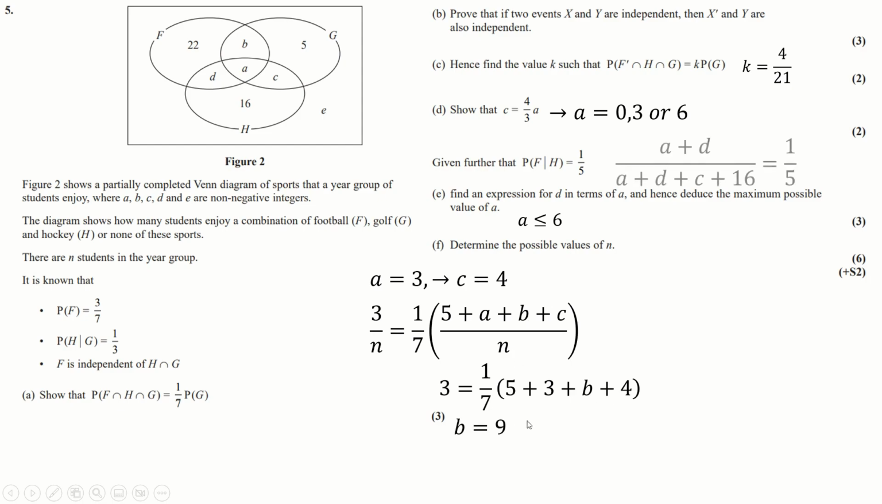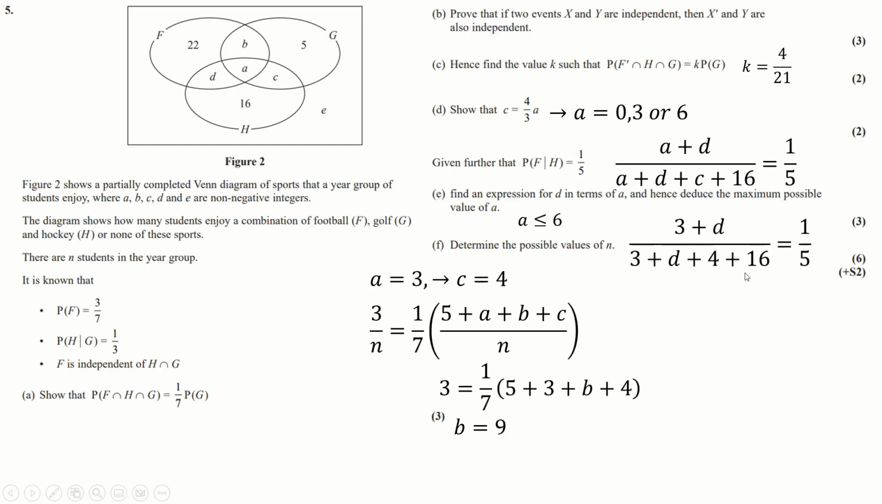And then we can also use this rule up here that we got given halfway through the question. Remember, we said F given H was just A and D over just the H circle. So that's this equals 1/5. But we now know, in this case, A is 3, C is 4, and D is 9. Sorry, B is... I'm not even using B yet. Cool, fine. We don't need B.